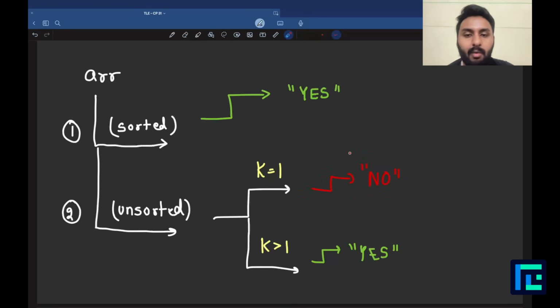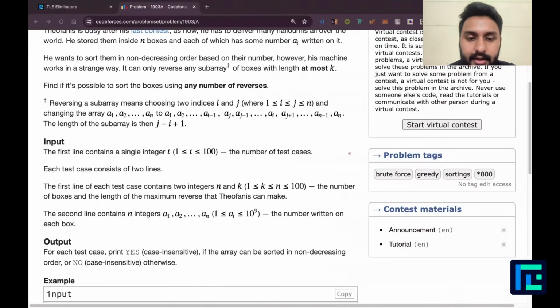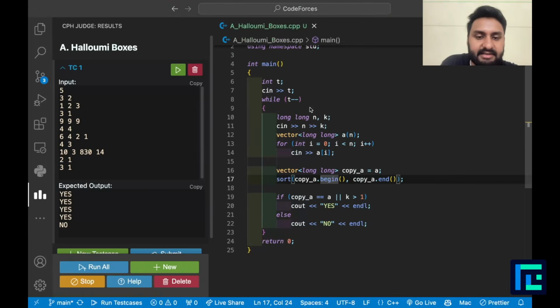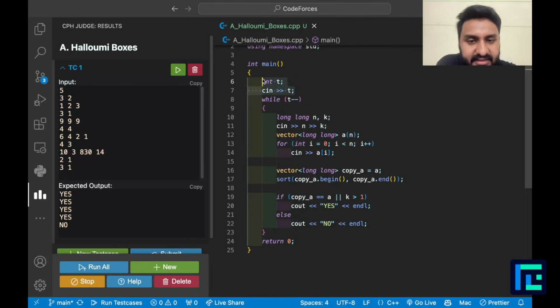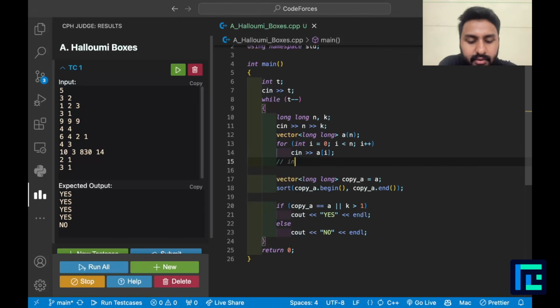Alright, so now what we'll do is we'll quickly look at the code part to understand how we can incorporate this whole idea into implementation and code. This is going to be the code for this. Very simple. I have taken the test cases, run a while loop and finally gone inside every test case. I am now taking input: taken n, taken k, declared a vector and then taken that vector as input. So up till this point, it is all about taking inputs.